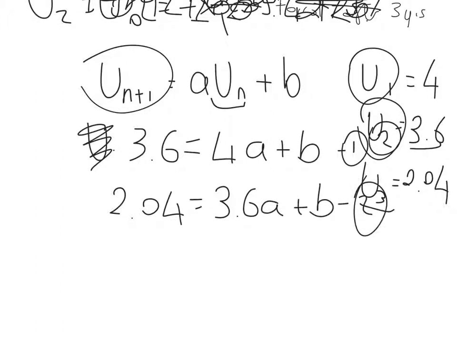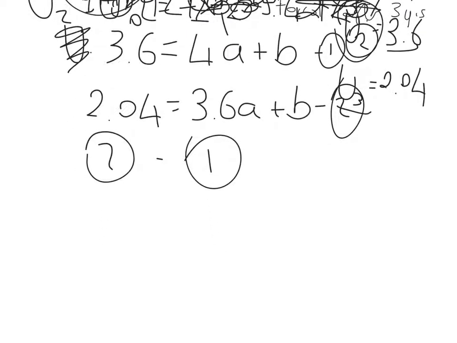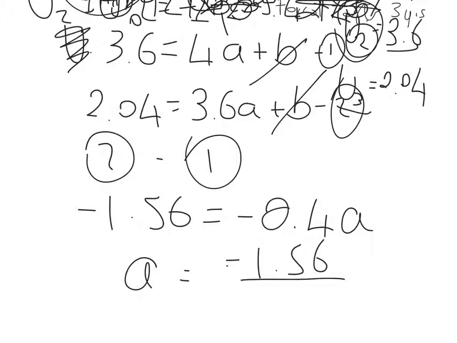Call that equation 2. I can then do equation 2 take away equation 1, and that will get rid of the b's. So that will be minus 1.56 is equal to minus 0.4a, and the b's will cancel out. a is then equal to minus 1.56 divided by minus 0.4, which is equal to 3.9.